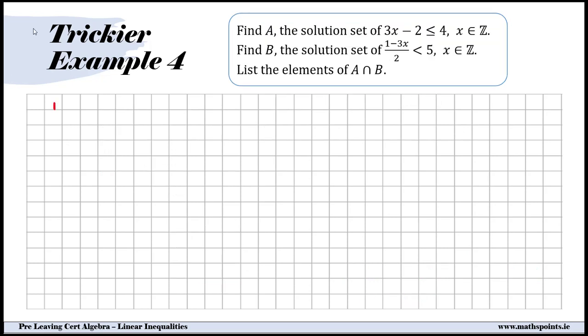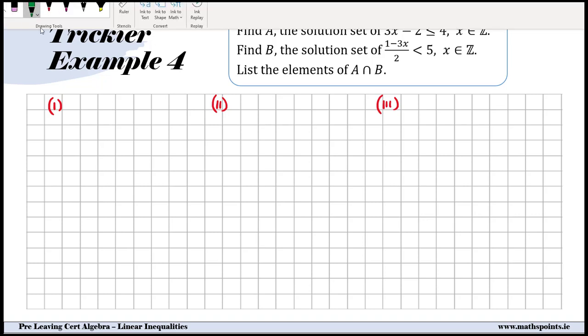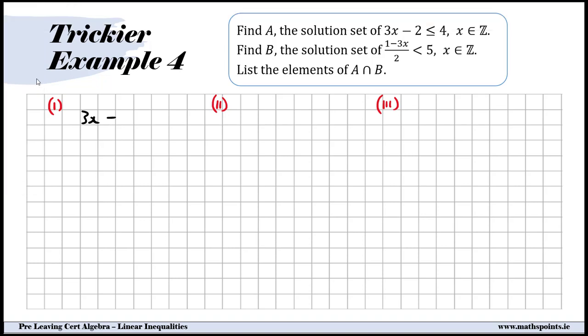So question 4, we're asked to find solutions for two separate linear inequalities, and then the third part of the question asks us to find the intersection of these two sets. So taking the first inequality, initially what we have is 3x minus 2 is less than or equal to 4. So keeping the x's on the left, we have 3x, and bringing the numbers to the right hand side, we have 4 plus 2. So 3x is less than or equal to 6. Dividing both sides by 3, we get x is less than or equal to 2.